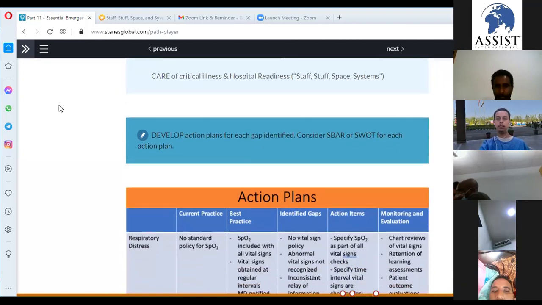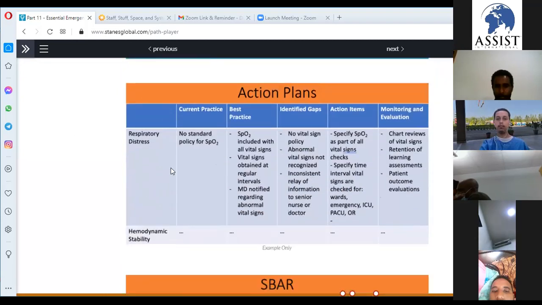Okay, so as a guide, you have a table, an example guide. You will have a problem list here in this row, and you will have what is your current practice, and then what is the best practice, what the protocols and guidelines say or recommend. So you can put it here, and what are the gaps, what's the difference between the best practice and the current practice, and then what actions can be taken to improve our current practice towards the best practice, and how can we monitor our process.